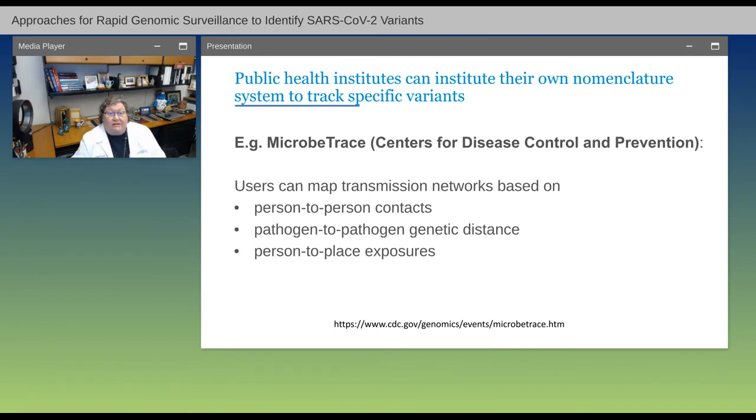Public health institutes can also institute their own nomenclature changes to track specific variants. And in the United States, the Centers for Disease Control has something called MicrobeTrace, where they can map person-to-person contacts, pathogen genetic distance, and person-to-person exposures.